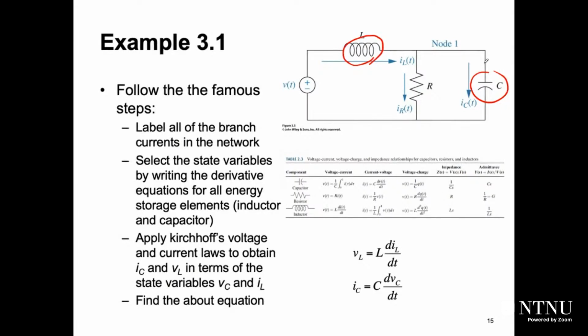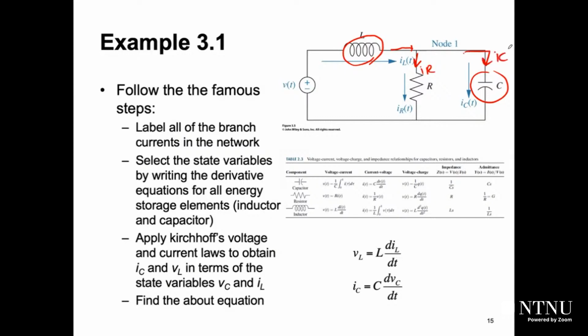So first, we need to label all of the branch currents in this network. For example, the current coming from the source will go through L, and we will call it IL. After that, IL will be divided, and part of the current will be called IR, which goes through R. At the second node, we will have IC. So the current will come here and be divided into one part going through R, which we will call IR, and the other part going to IC, which we will call IC.